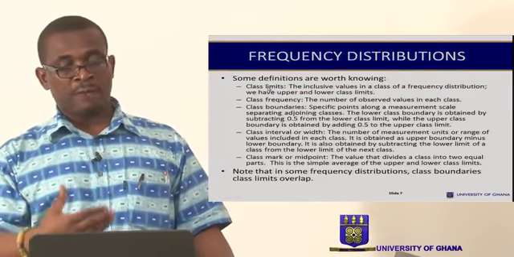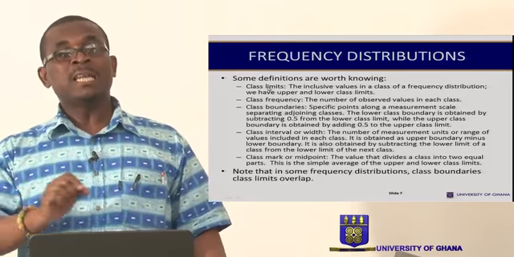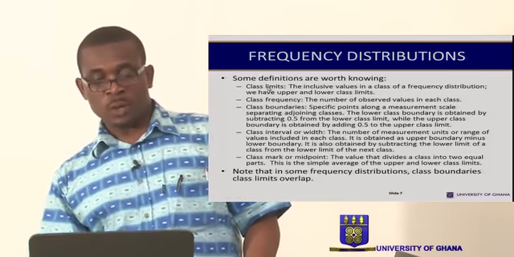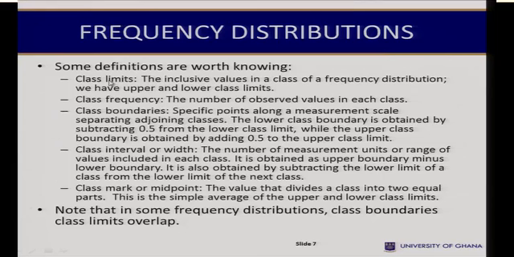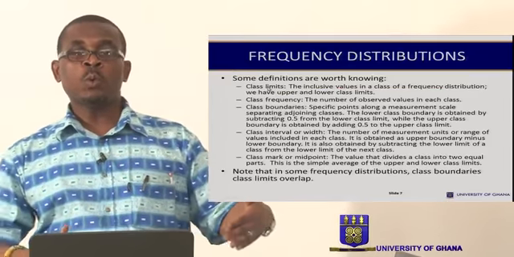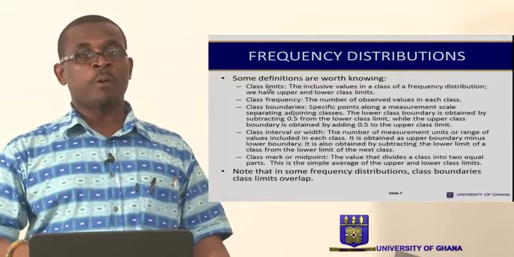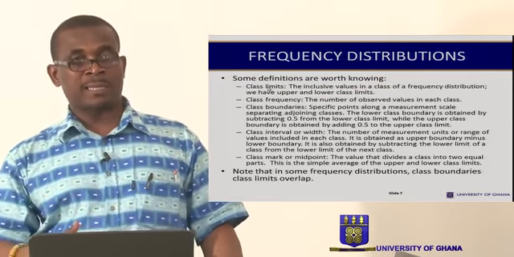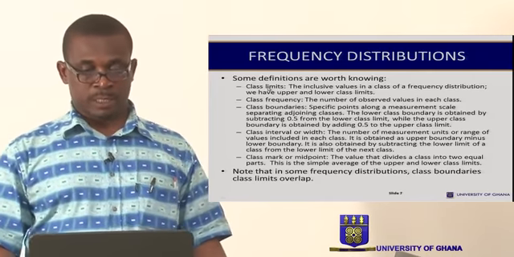And then we have the class frequency. It refers to the number of observations in each class. We also have what is called class boundaries. These are specific points separating adjoining classes. So they serve as boundaries between two adjoining classes, and they are obtained by subtracting 0.5 from the lower class limits and then adding 0.5 to the upper class limits.